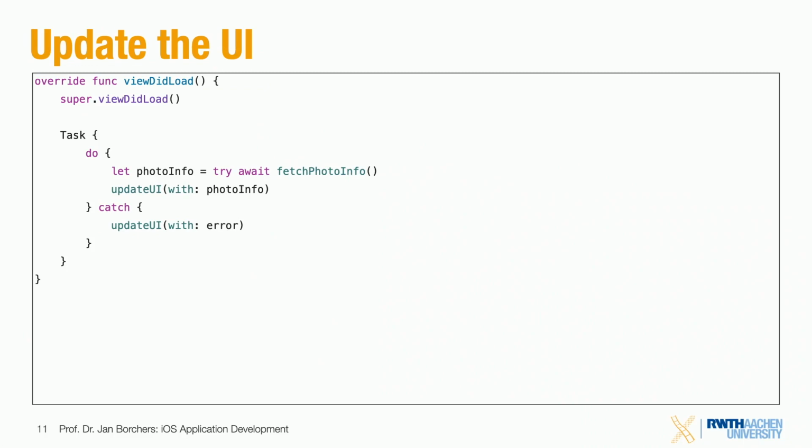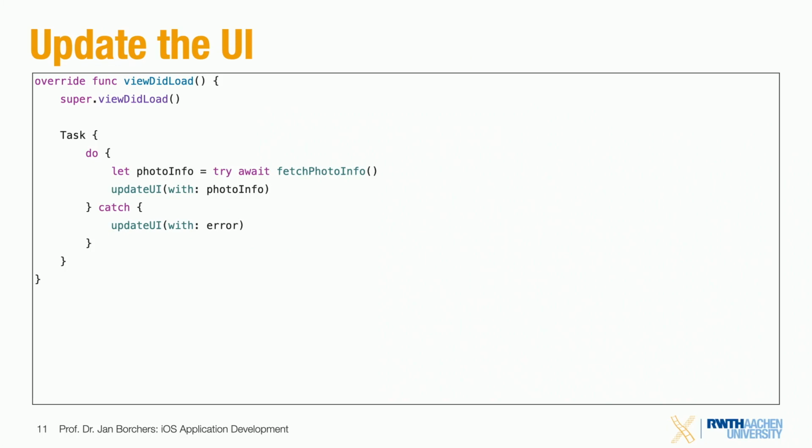So there are two functions: one updating the UI that takes a photo info as an argument, and one updating the UI with an argument that has an error. And so this function then handles the error, so we can set up our properties specifying, okay, there was an error with the data retrieval, with the image retrieval, or whatever.